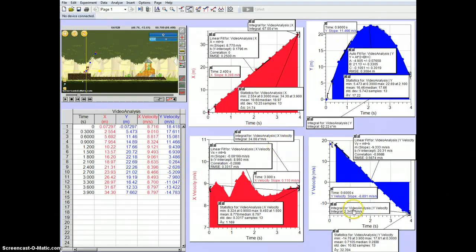And here we can see the total displacement of y is 2.347.